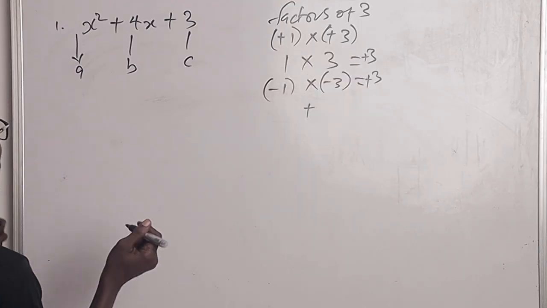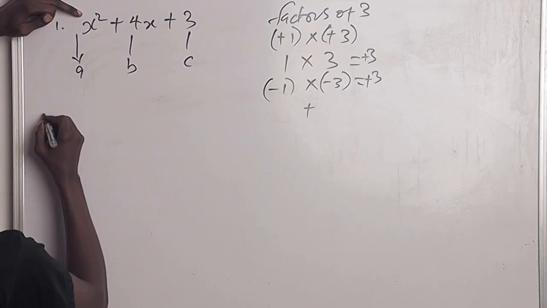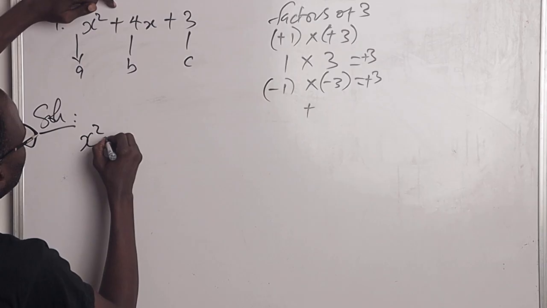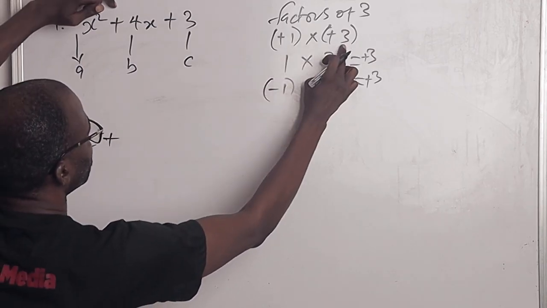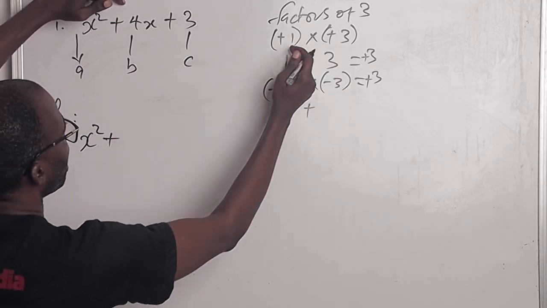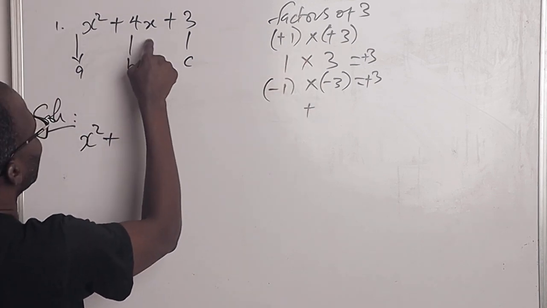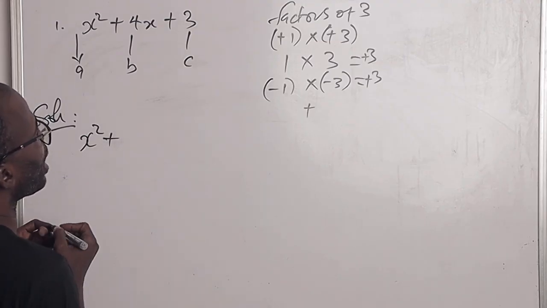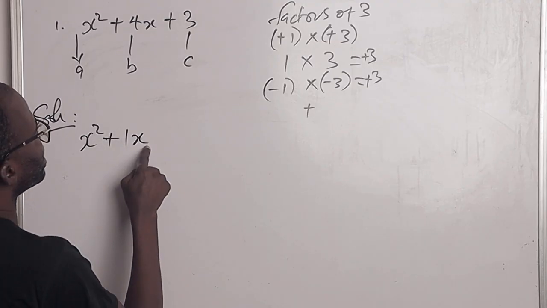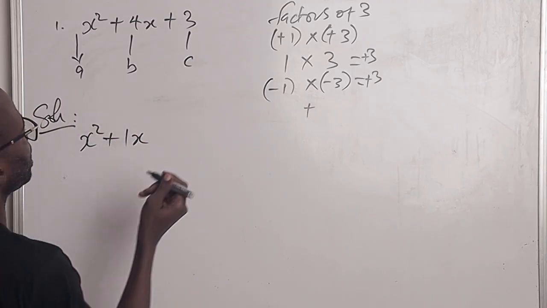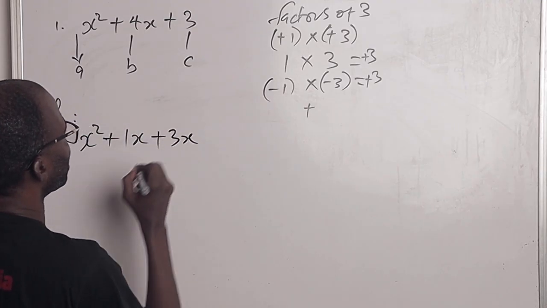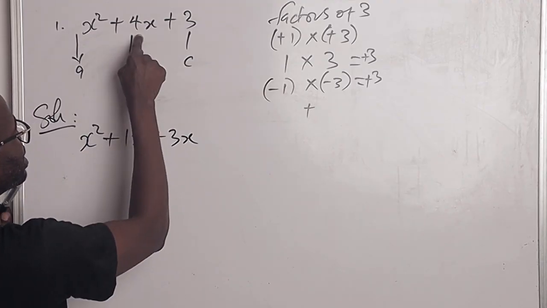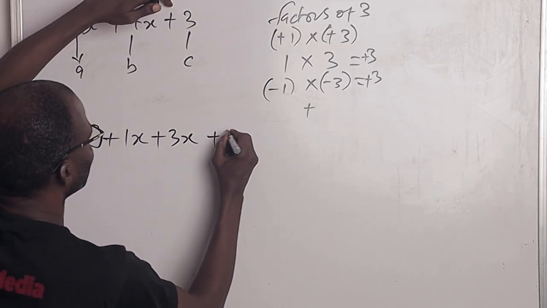If you've gotten that well, that means what I'll just do, I'll first of all write the solution now. I'll first of all write x squared plus, is it plus 1 we want to write first, or plus 3? I can say, okay, x squared. So what are we going to add together here to give us this? I can ask, okay, plus 1. If I say 1x now, does it make sense? 1x is the same thing as x, then plus 3x. 1x plus 3x is what? 4x. That's this. Then bring the constant. That's why it's called constant.